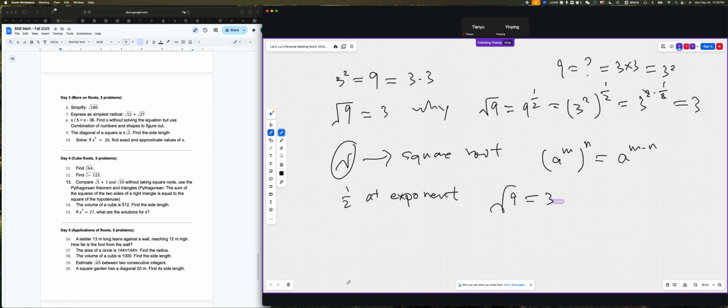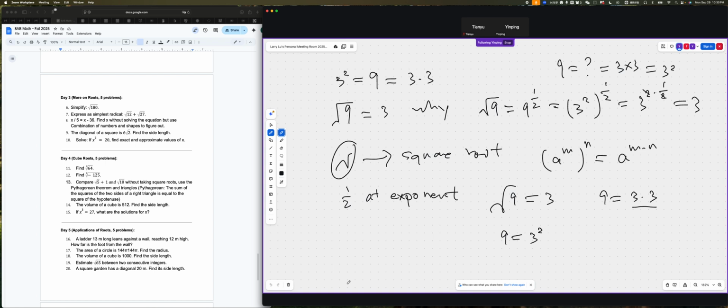So the way we get it: 9 is 3 times 3, so 3 multiplied by itself twice, and one of them is the square root of 9. Same number times itself twice, and one of them is the square root of this number. So that's the way we get the square root.